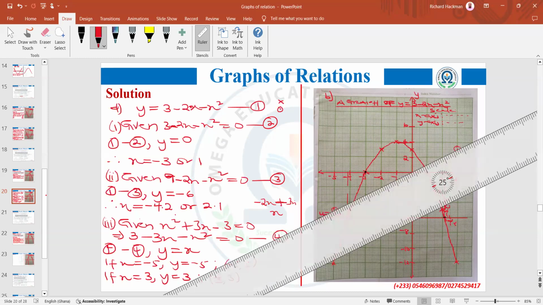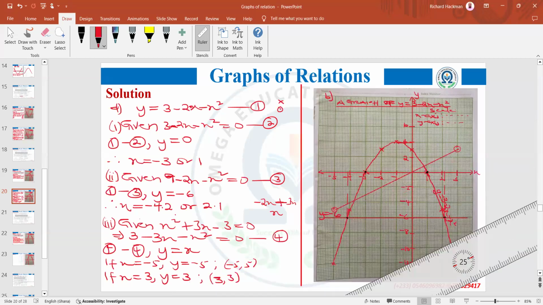Okay, so now I'm going to draw my line. I don't have to go beyond my extreme values. So I've drawn the line. Remember, every line drawn must be named. So this will be the line y is equal to x. Is that clear?